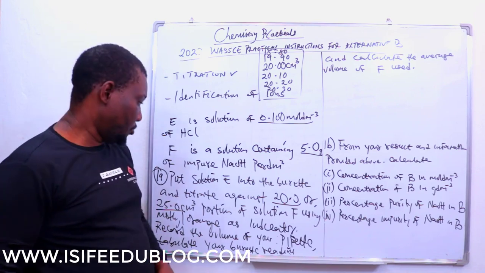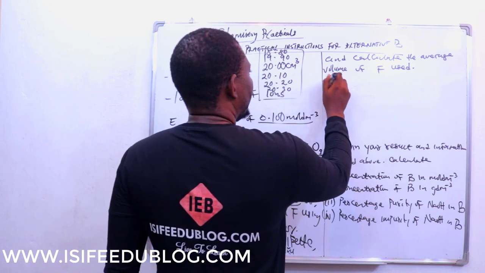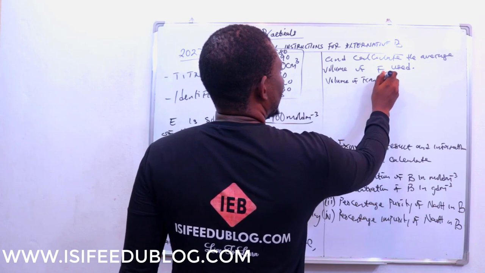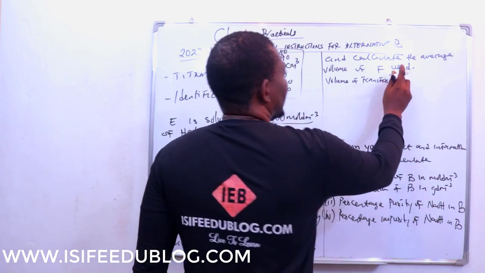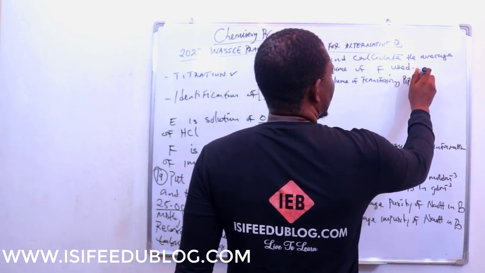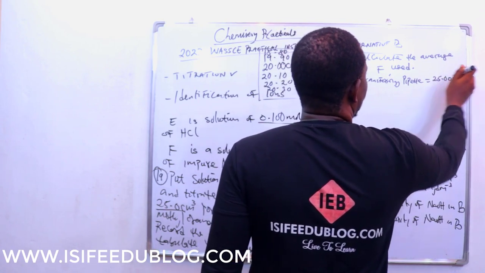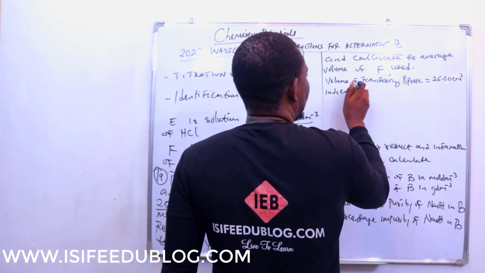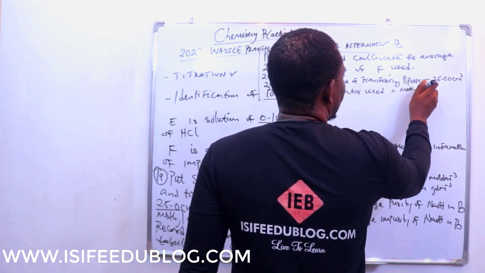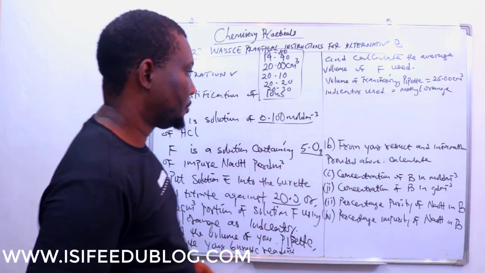As far as this video is concerned, I'm going to be using 25. So record the volume of the pipette. Say volume of transferring pipette is 25. Make sure it's in two decimal places. Then take the indicator used, methyl orange. You will use methyl orange here because it is a titration of strong acid and strong base.